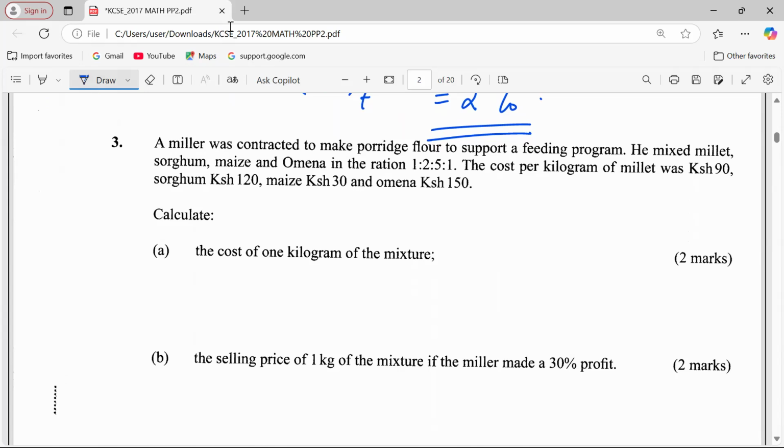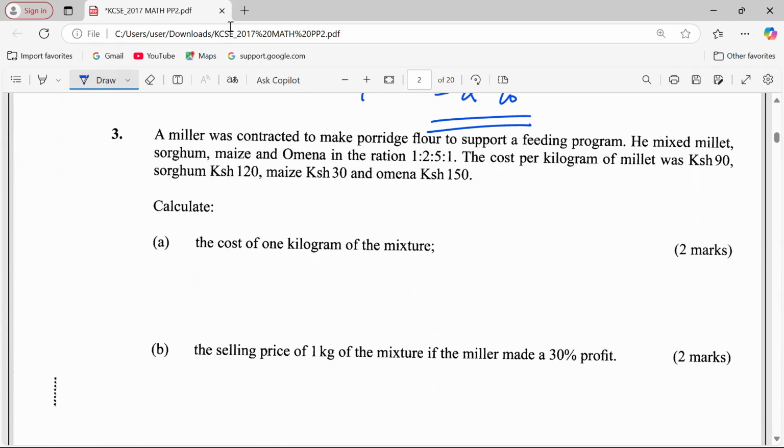A miller was contracted to make porridge flour to support a feeding program. He mixed millet, sorghum, maize, and omena in the ratio 1:2:5:1. The cost per kilogram of millet was 90, sorghum 120, maize 30, and omena 150. Calculate part A, the cost of 1 kg of the mixture.